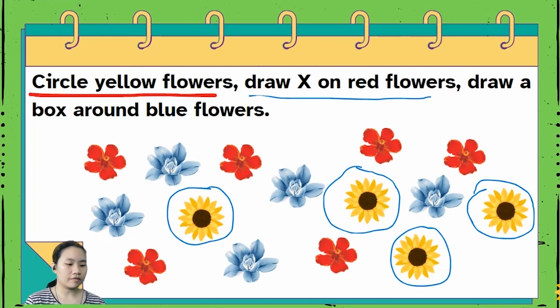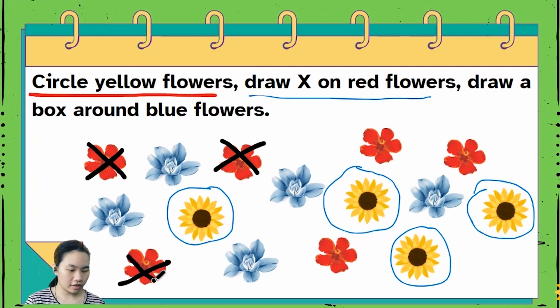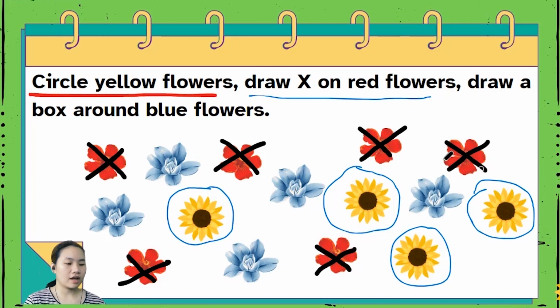Next up, draw X on red flower. So I'm going to take my pen and I'm going to locate the red flowers. So we have one red flower over here, draw the X. Oh, another one right here, another X. And then another one over here. And then another one over here. And then another. And this is our last red flower.